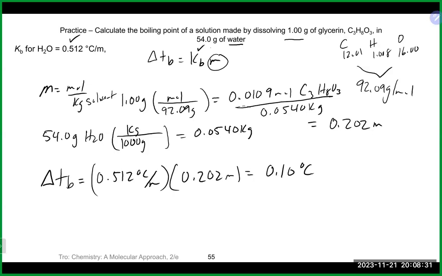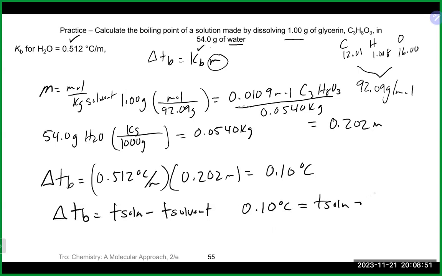That, once again, is not the answer. That is the change in the boiling point temperature. So again, the change in the boiling point temperature is the temperature of the solution minus the temperature of the solvent. In this case, 0.10 degrees Celsius equals the temperature of the solution minus our solvent, which is water, normally boils at 100 degrees Celsius.